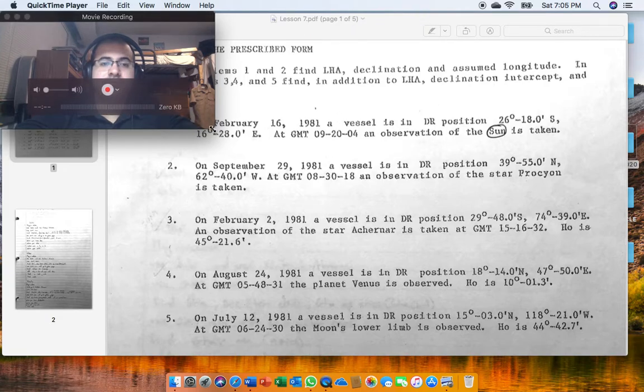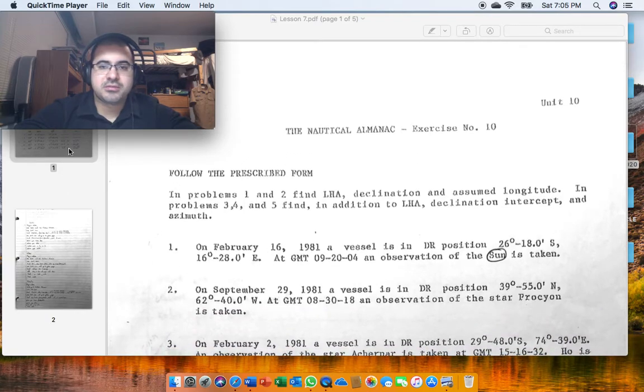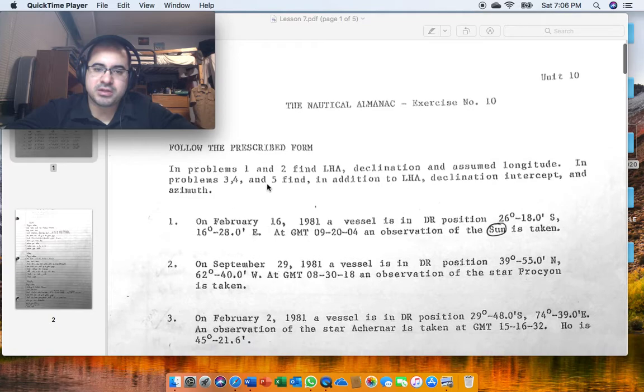All right. So this is gonna be lesson 7. This is gonna be a long lesson, I think. This one says in problems 1 and 2, find LHA, declination, and assume longitude. In problems 3, 4, and 5, in addition to LHA, declination, intercept, and azimuth.